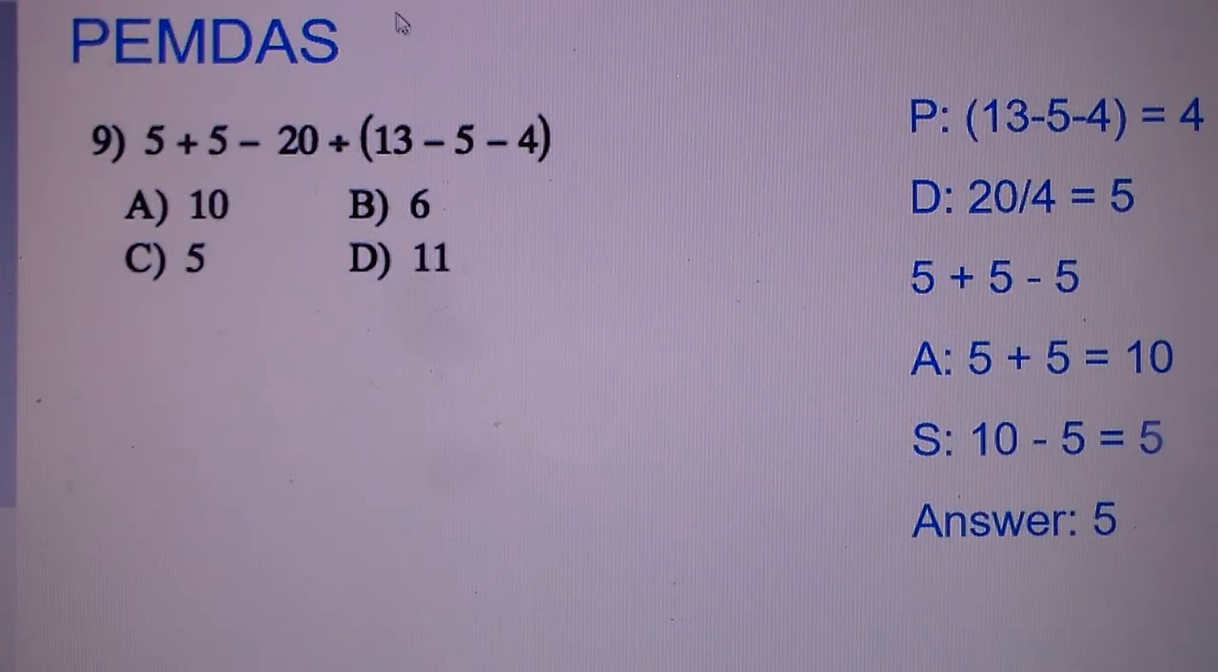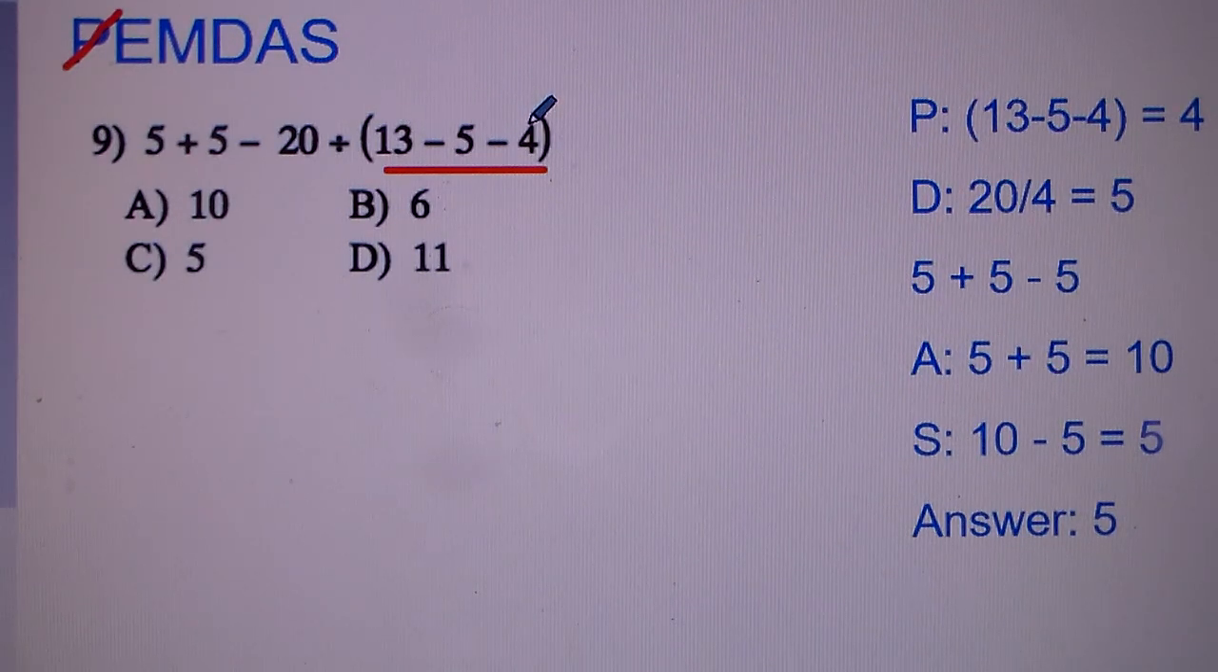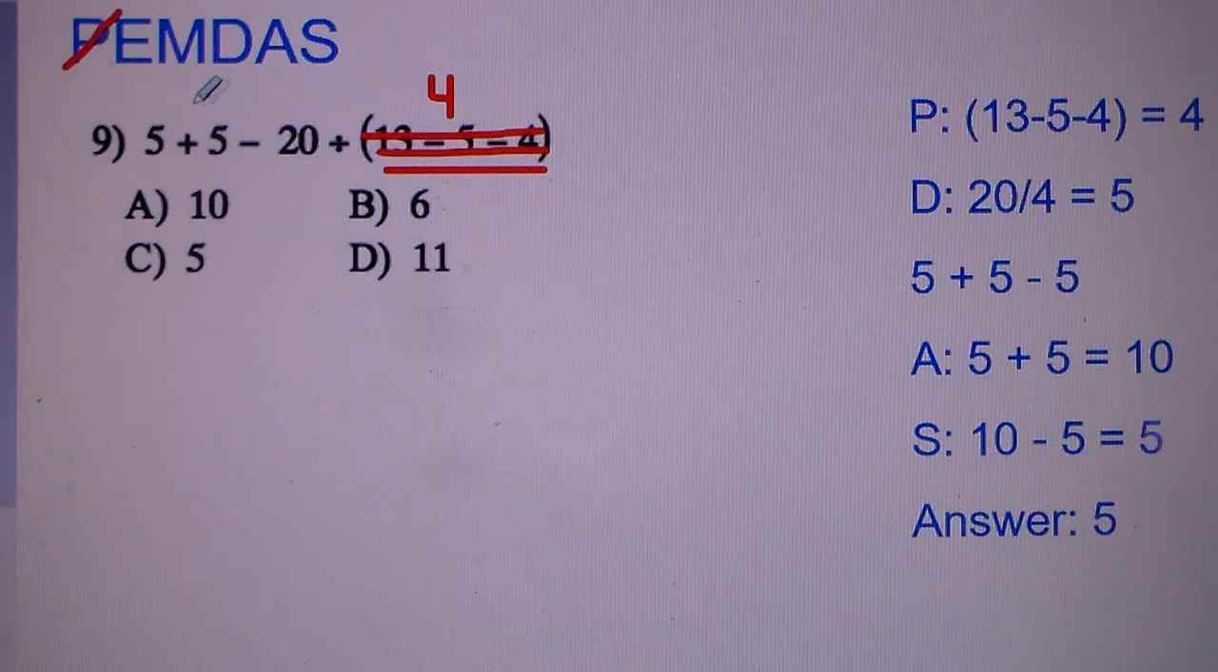Look at number 9 here. Parentheses. Inside the parentheses it's like another set of order of operations with PEMDAS. We only have subtractions here, so we do left to right. 13 minus 5 gets you 8. 8 minus 4 gets you 4. So that whole set of parentheses really is just 4. We could cross that out. After that, exponents, we don't have any. Multiplication, there's no multiplication. Division. Oh, we have a 20 divided by 4. 20 divided by 4 is 5.